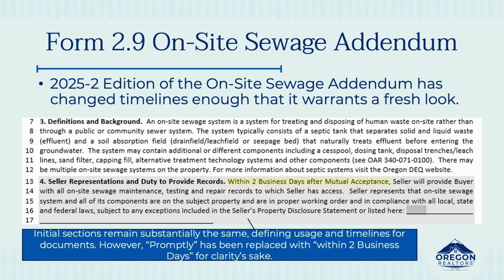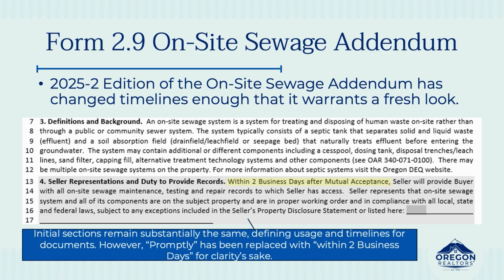We talk about what exactly this addendum is for. An on-site sewage system is used for treating and disposing of human waste on-site rather than putting it through some sort of public sewage system. It typically consists of a septic tank that separates solid and liquid wastes. It has some sort of absorption field, a leach field, a drain field, a seepage bed, that kind of thing, and it naturally treats the effluent before it enters the groundwater systems.